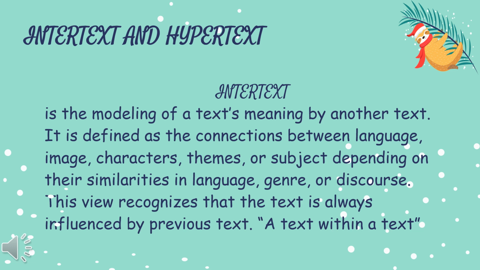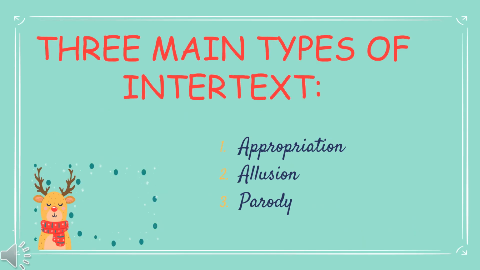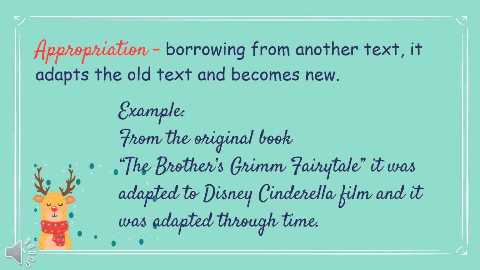We can say that that certain picture a while ago is an example of what we call intertextuality. There are three main types of intertext. We call them appropriation, allusion, and parody. When we say appropriation, class, we borrow ideas from another text. We can even borrow some of its features, but not everything. It adopts the old text and becomes new.